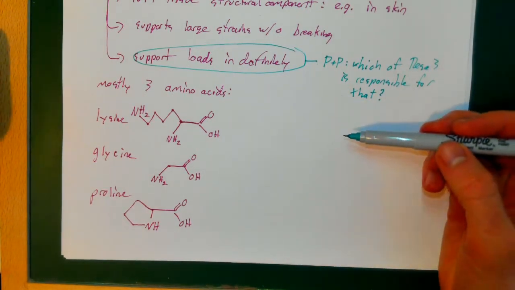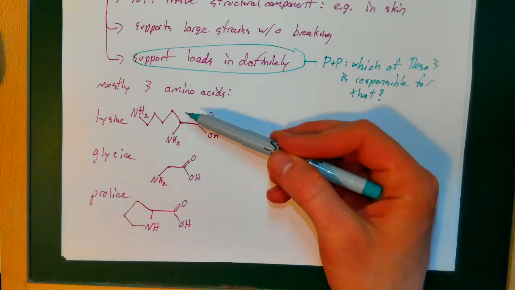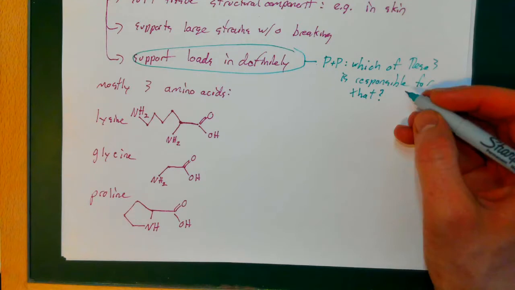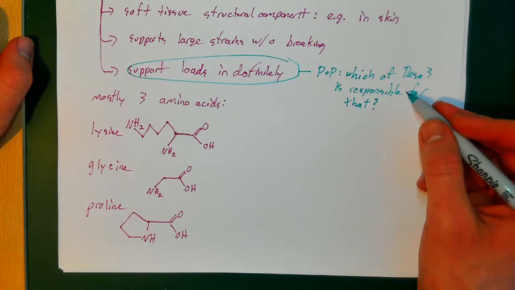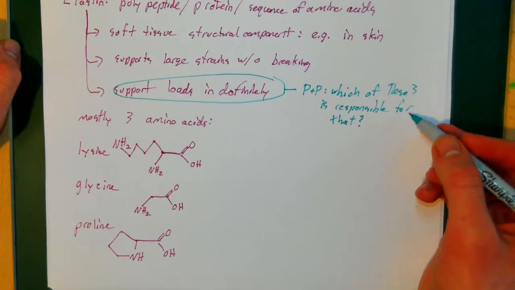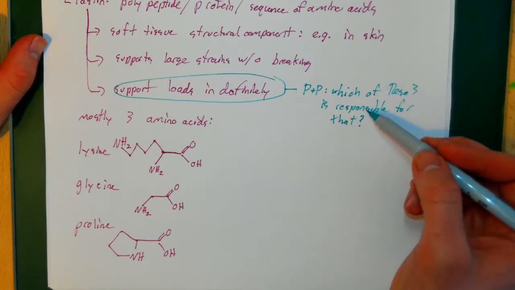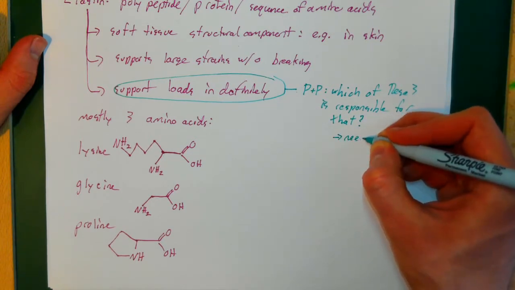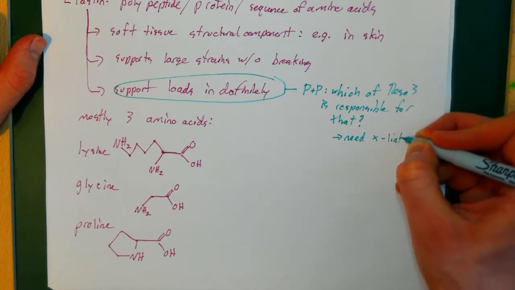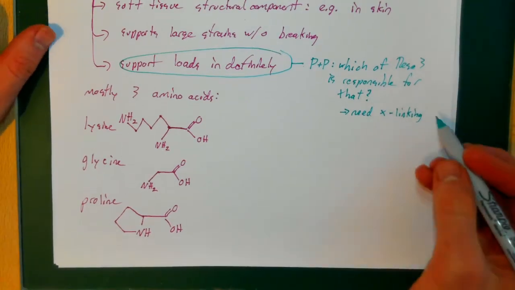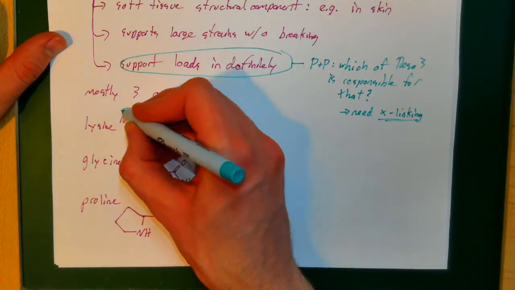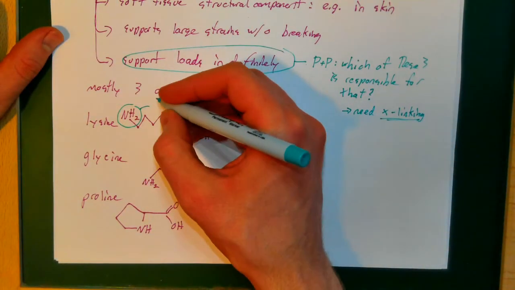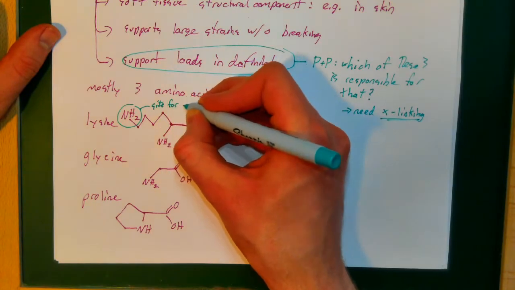Well, hopefully you've had a chance to pause and ponder which of the three is responsible for supporting loads indefinitely. If you remember back to the lectures on viscoelasticity, creep, and things like that, to support loads indefinitely we basically need crosslinking. And it turns out that this cross-linking can be accomplished by this extra amine group right here. So this is basically a site for cross-linking.